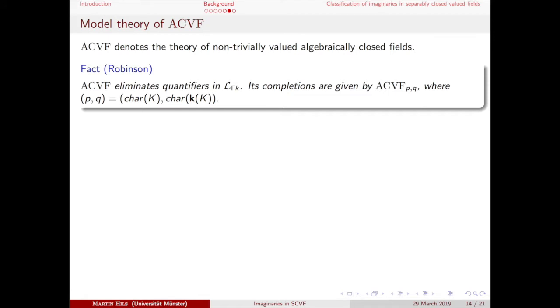Okay. Now, the model theory of ACVF. ACVF denotes the theory of non-trivially valued algebraically closed fields. And already Robinson basically proved this. He proved model completeness, actually, but from his proof one can infer such results. So in the 50s already, this theory eliminates quantifiers, for example, in the three-sorted language I gave. And its completions are given by fixing the characteristic of the valued field and the residue characteristic. So you have one complete theory in characteristic (0,0), one in (0,p). For example, C_p is a model in characteristic (0,p), and in characteristic (p,p) you also have one complete theory. Okay. So that is the starting point.